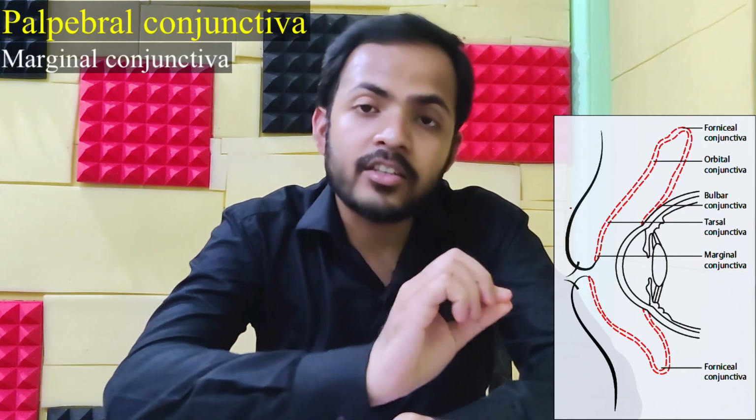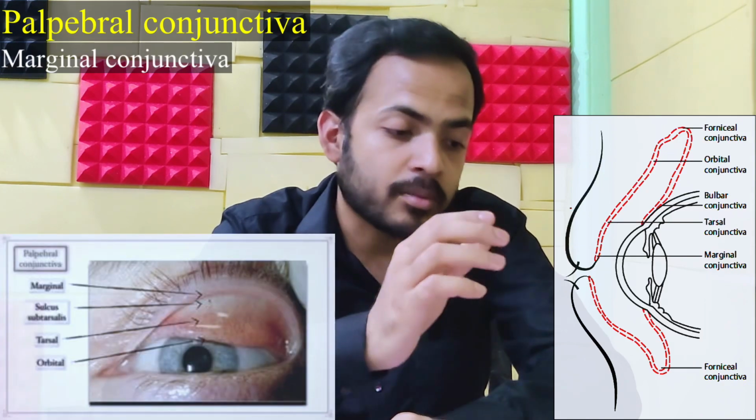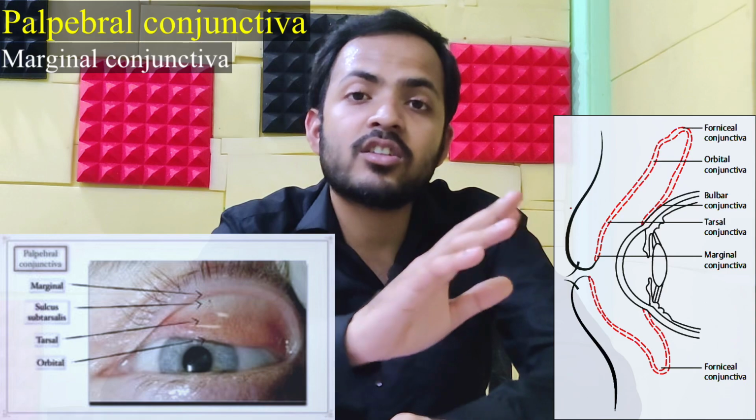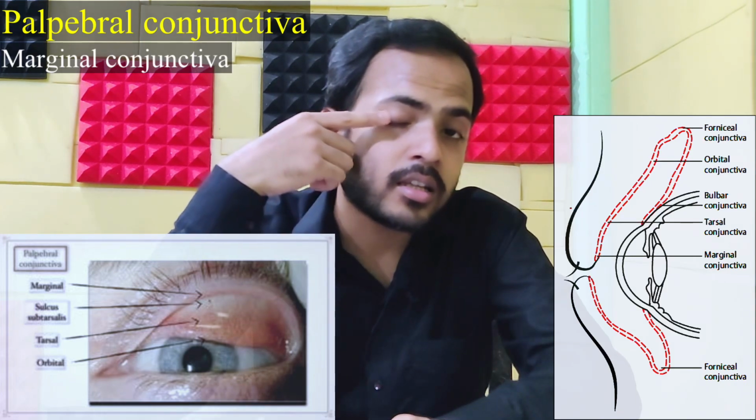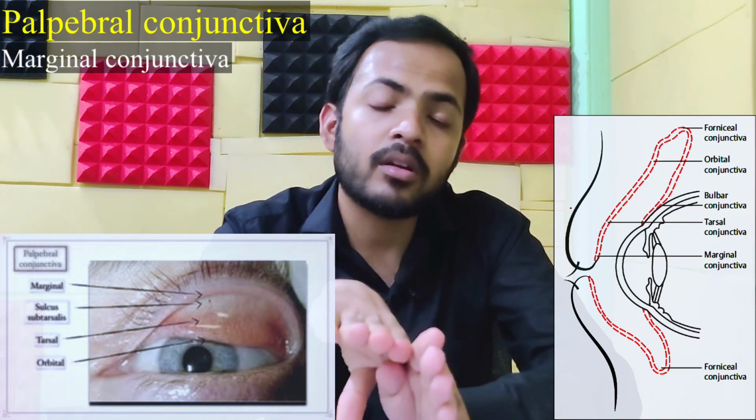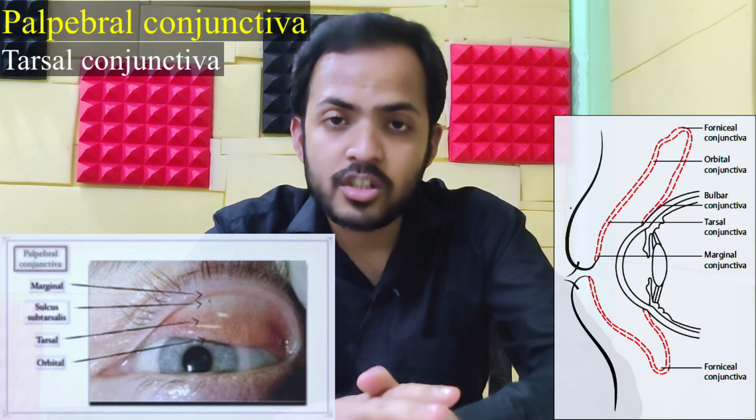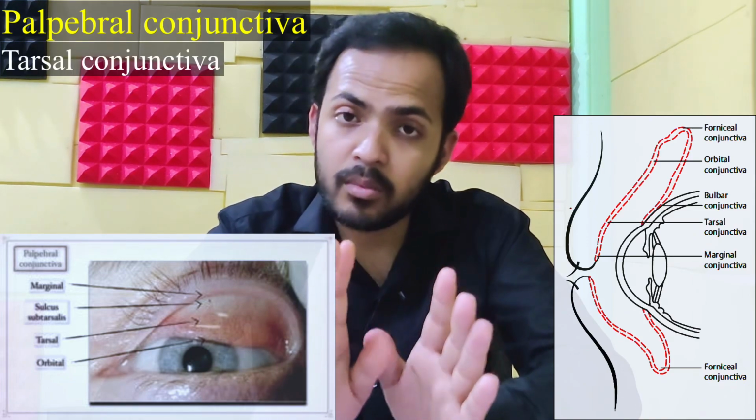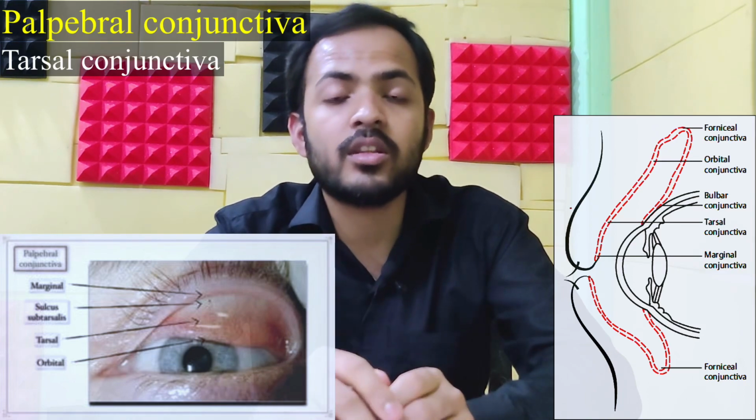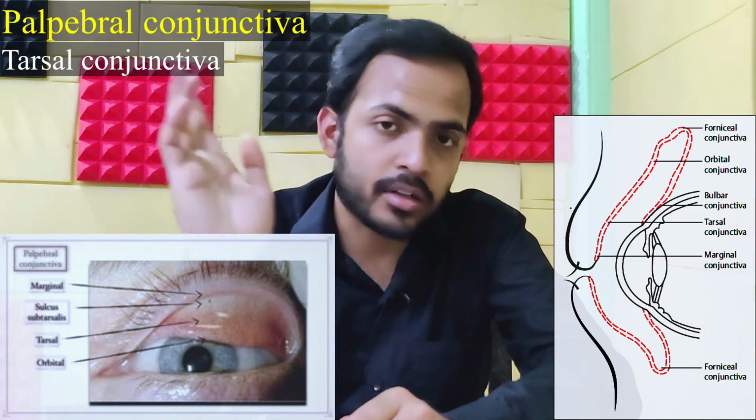Now the length is almost 2 mm, and the sulcus subtarsalis is actually a shallow groove. It is basically a transitional zone in between the skin and the conjunctiva proper. Okay, tarsal conjunctiva, which is thin, very vascular and transparent, and firmly attached to the tarsal plate of the eyelid. What is the tarsal plate? I will talk about it later, not now.